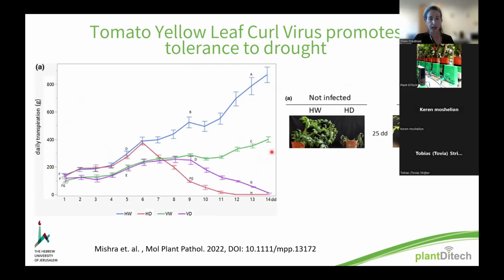Interestingly, they tested how virus infection impacts drought tolerance. When exposed to drought, virus-infected tomatoes are more resilient than uninfected tomatoes. You can see that they reach the critical point later. In the picture, you can see that the healthy plants subjected to drought are suffering significantly, while the virus-infected plants are still standing strong.